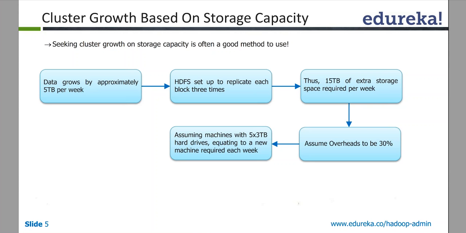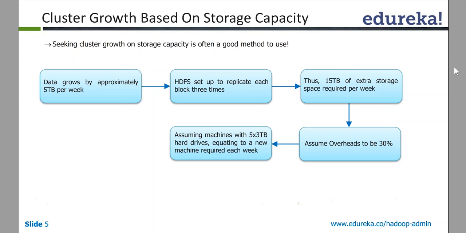So seeking cluster growth on the basis of storage capacity is often a good method to use when you're building your Hadoop cluster. Just taking an example here, let's say your data is growing by approximately 5 terabytes per week, and you have a replication factor set to 3 times. Now this is by default. You can always increase or decrease it, but let's say the default value, and your replication factor is 3, which means you need 15 terabytes of extra storage space per week.